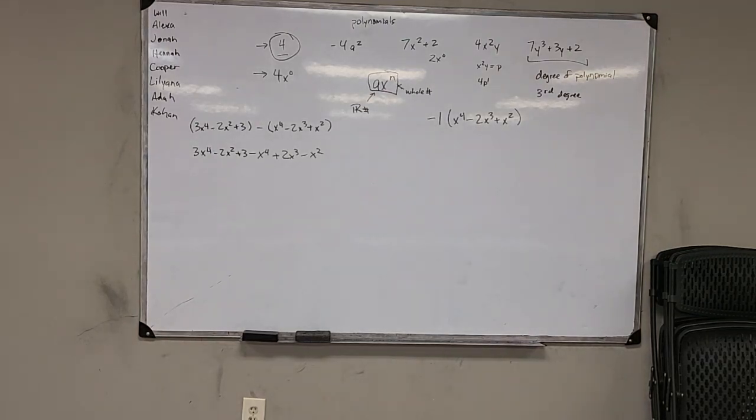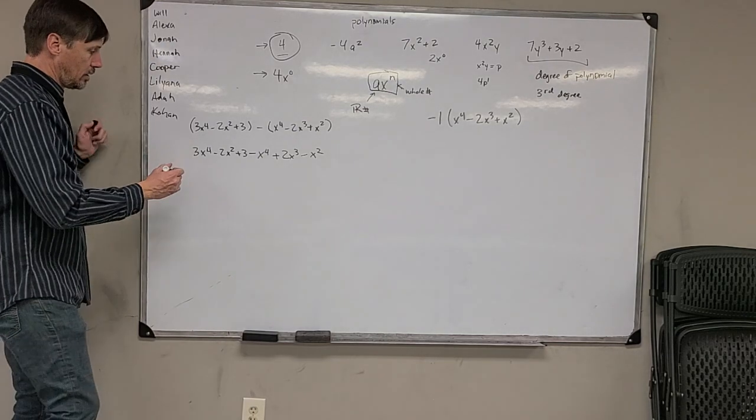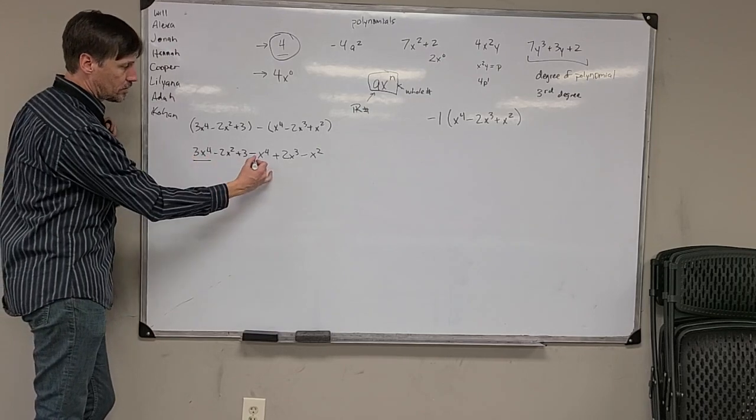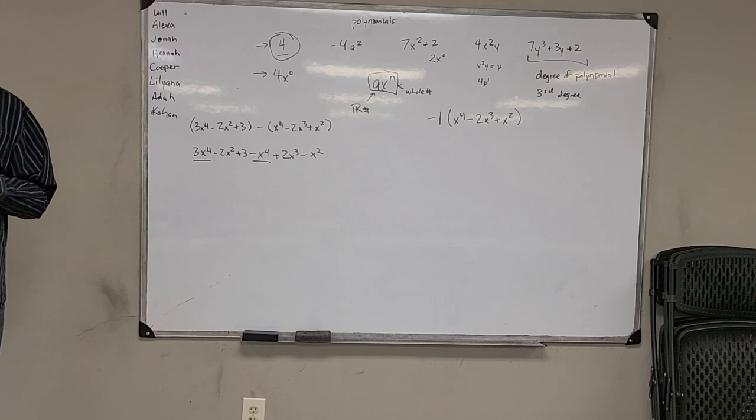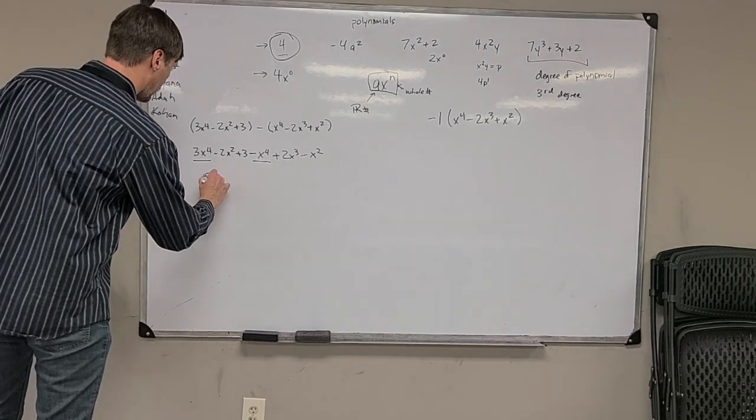Or rather, should I say, does anybody not see that? Now I can combine my like terms. This is a like term with this term. So what's 3x to the fourth minus x to the fourth? Would that just be 2x to the fourth, right?